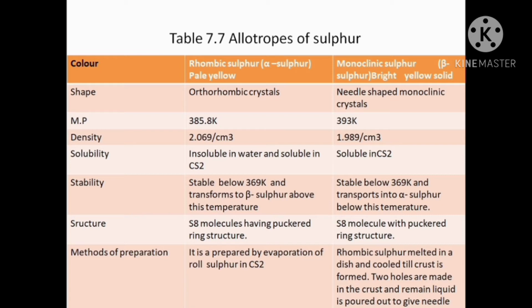Then method of preparation. Rhombic sulfur is prepared by evaporation of roll sulfur in carbon disulfide, while monoclinic sulfur is prepared from rhombic sulfur when melted in a dish, then cooled till a crust is formed. Two holes are made in the crust, the remaining liquid is poured out to give a needle shape texture. These are nothing but beta sulfur or monoclinic sulfur.